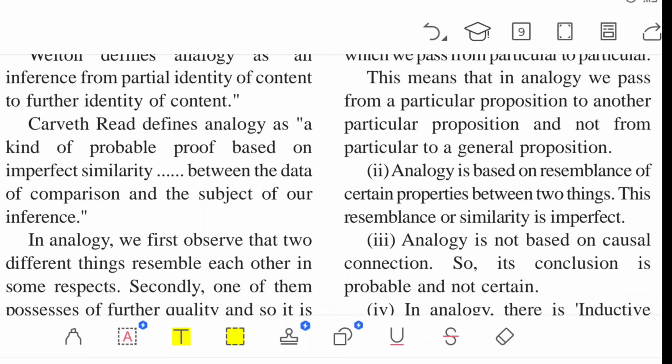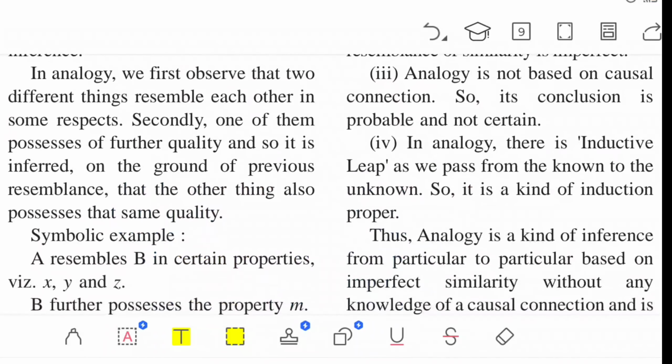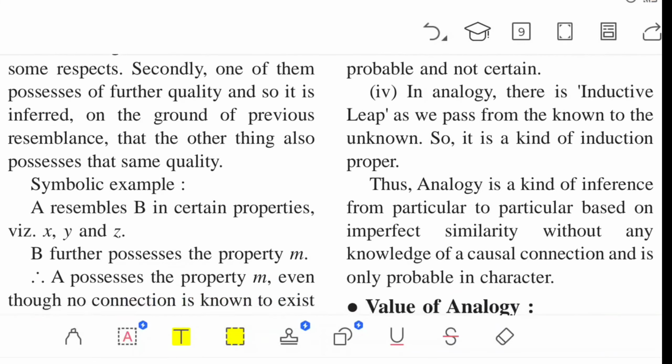So Carveth Read told us that analogy is a probable comparison of the subject matter, or according to the data we have, we will compare two things and we will get a probable conclusion. তেনেকুৱাকে কোৱা হয়. So there are different kinds of definition for analogy.